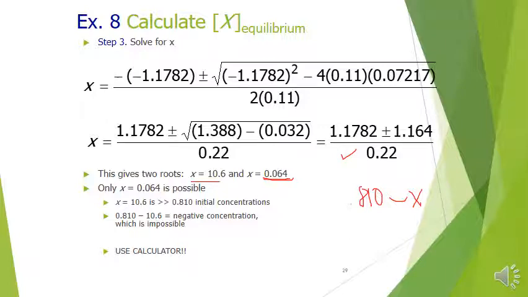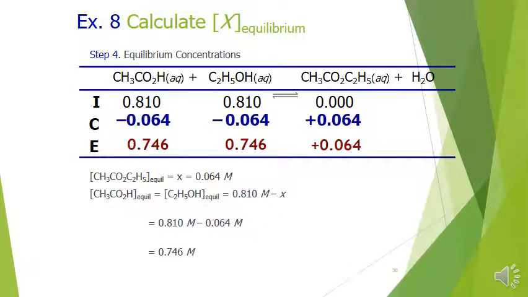So we're going to use this value here to figure out our final concentrations. If we use 10.6, it doesn't make any sense because you end up with a negative concentration. So we plug our x value back in and get our final concentrations. And there you go.